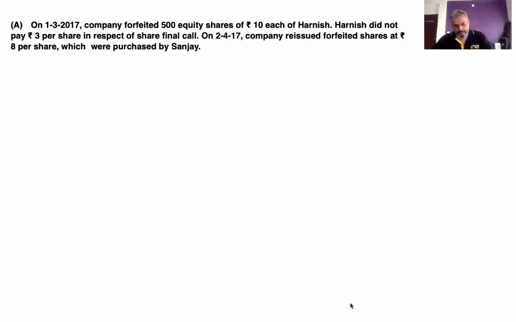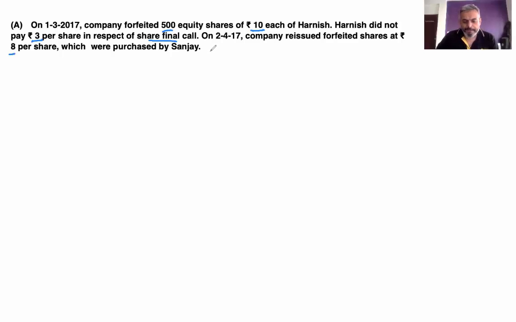Illustration 10, page number 29, first one, A. On 1/3/2017, the company forfeited 500 equity shares of 10 each of Harnish. That is, the company has forfeited 500 shares, face value 10. Harnish did not pay 3 per share in respect of the final call. The company reissued these forfeited shares at rupees 8 per share, which were purchased by Sanjay.